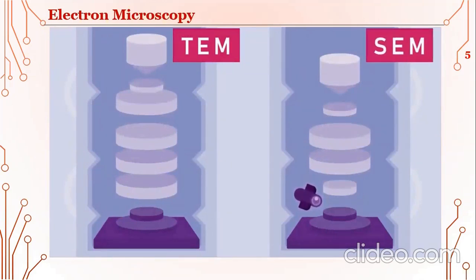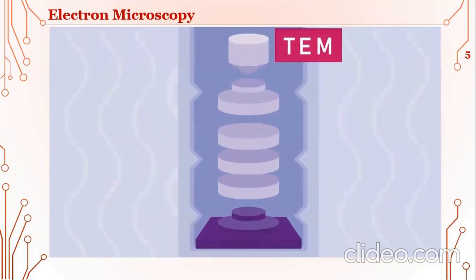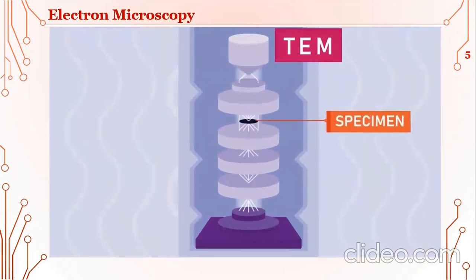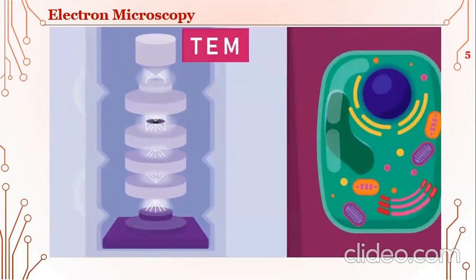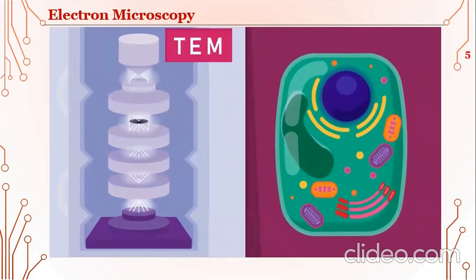There are two types of electron microscopes in use today: the transmission electron microscope, TEM, and the scanning electron microscope, SEM. In the transmission electron microscope, the beam of electrons is passed through the specimen before being viewed. Only those electrons that are transmitted are seen. This enables us to see different components inside the cells.